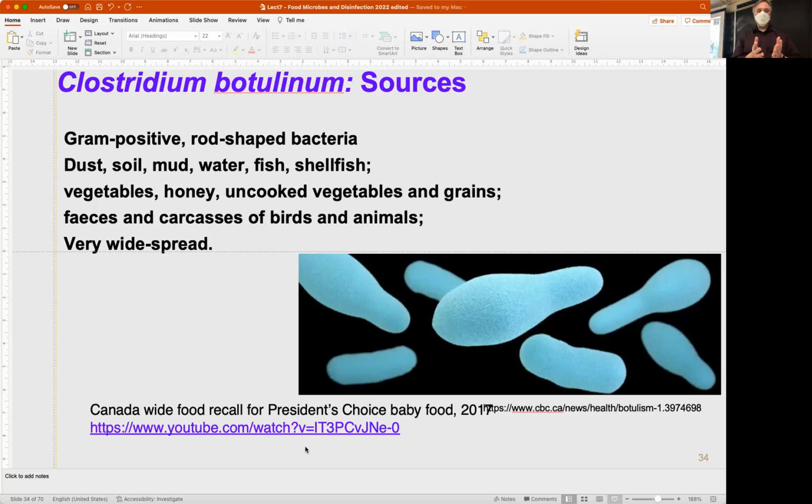When I say it's widespread, yes, you can find this in a lot of different places. I have here that there was a Canada-wide food recall for President's Choice baby food in 2017. So that's only 5 years ago, they had a recall because there was some concern with Clostridium botulinum.